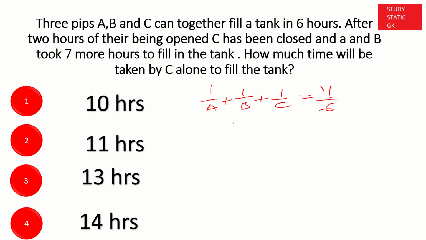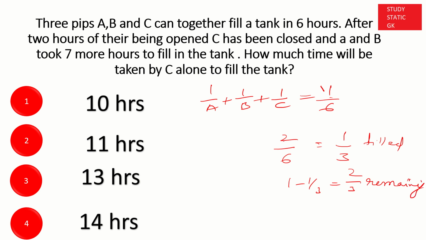Right? After 2 hours, that means 2 by 6 part is filled, that means 1 by 3 part is filled. Right? So the remaining part is 1 minus 1 by 3, which is 2 by 3 part remaining. Next, C has been closed and A and B took 7 more hours to fill the tank.